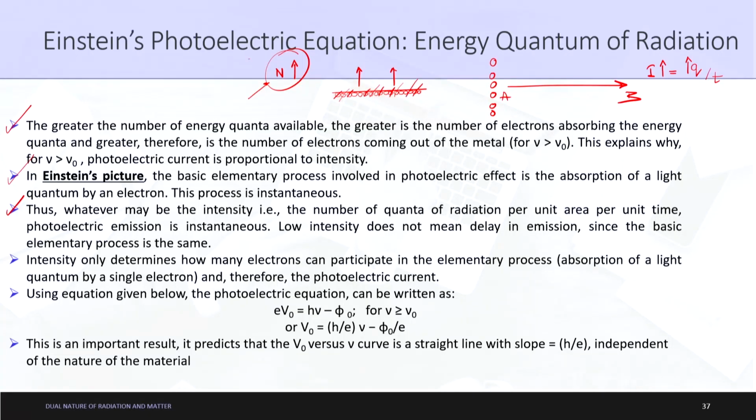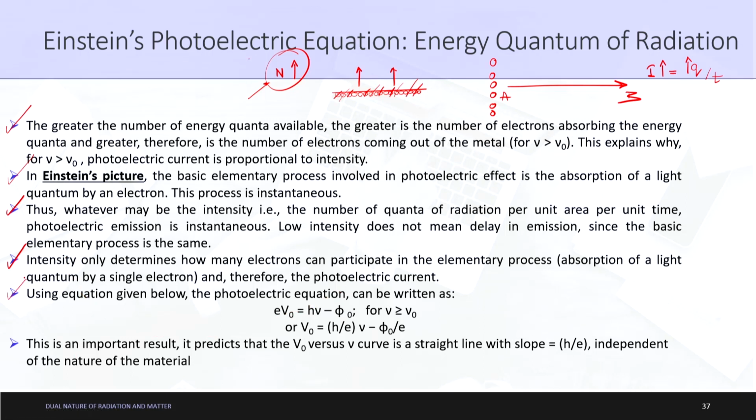Next, intensity only determines how many electrons can participate in the elementary process, the absorption of a light quantum by a single electron, and therefore the photoelectric current. So, basically the photoelectric current depends upon the intensity; only that has been explained here.